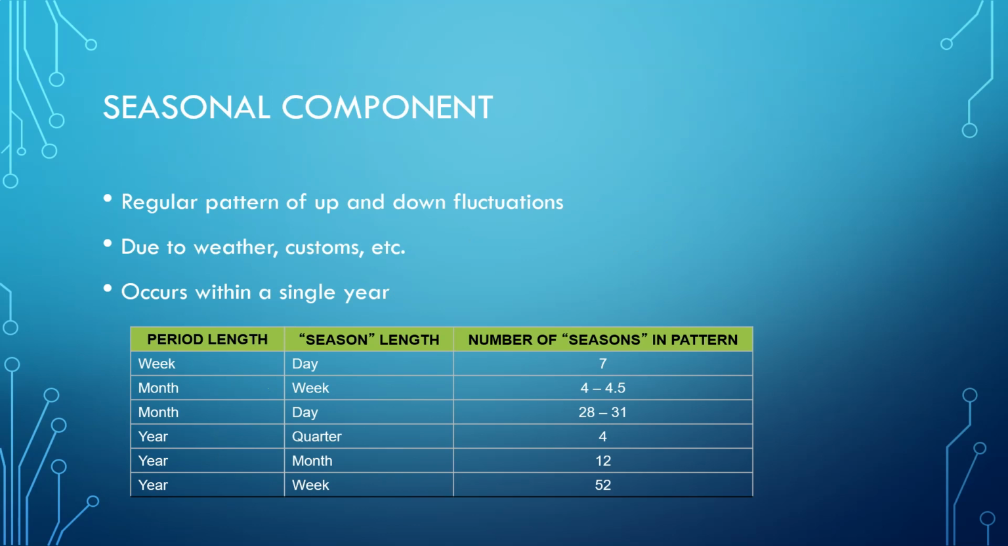Seasonality is a data pattern that repeats itself after a period of days, weeks, months, or quarters. For example, restaurants experience a weekly seasonal pattern with Saturday being the peak of the business. Other seasonal patterns could be related to weather or sport events such as football, baseball, or basketball seasons. The seasonal component has a regular pattern of up and down fluctuations. These patterns occur within a single year.